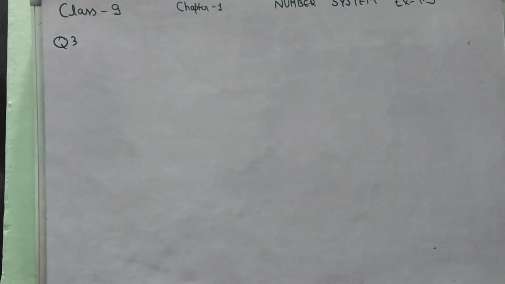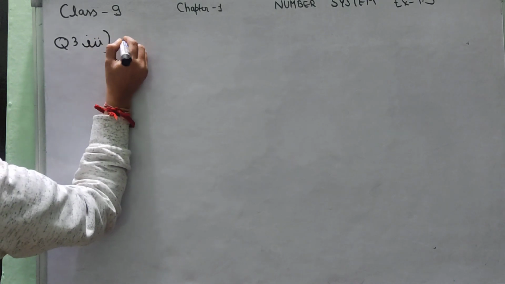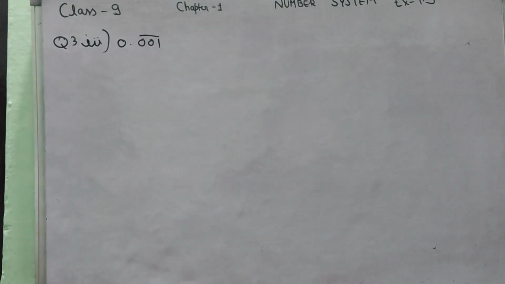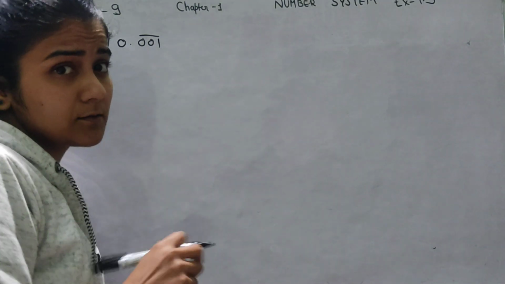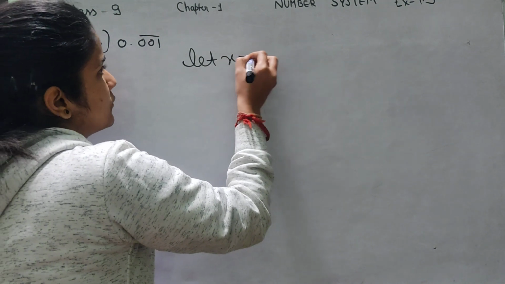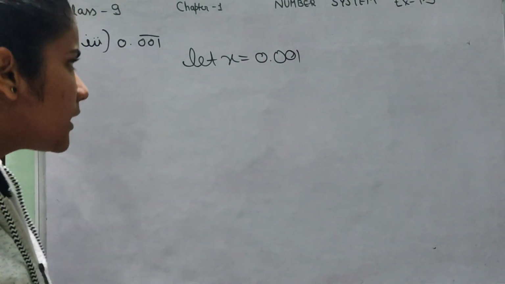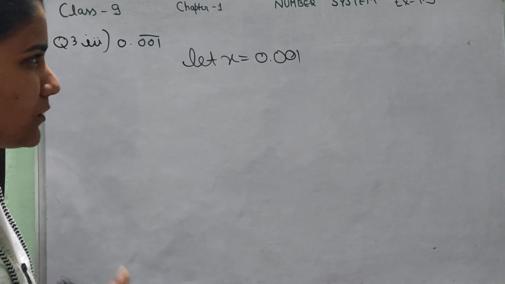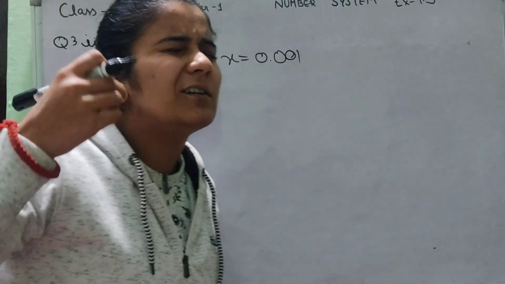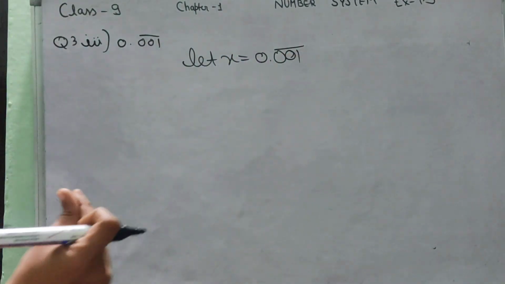Question number 3rd, part 3rd. 0.001 bar. As I discussed in the first question, let x equals 0.001. What next? Now can you understand something? It's not becoming easy. We need to multiply it with something different. In question number 2, pay attention over here.